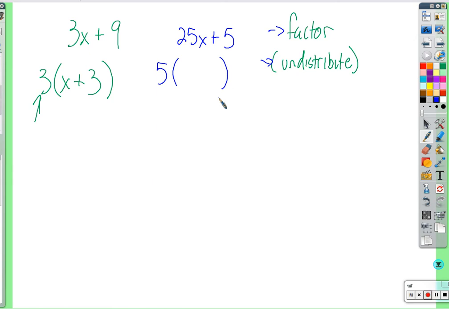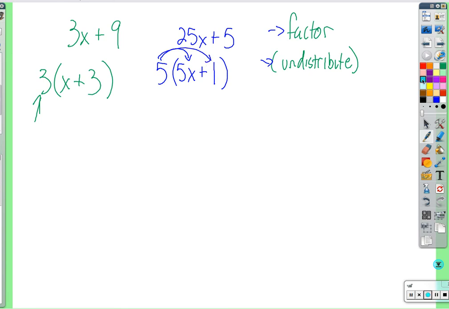Here's the parentheses. We're going to distribute the 5 to what to get 25x? 5x. Right? 5 times 5 is 25. 5 times 5x is 25x. Okay. And then plus one. 5 times 1 is 5. There we go.